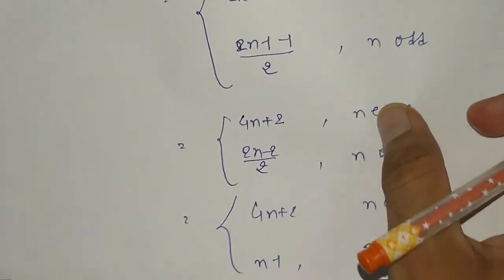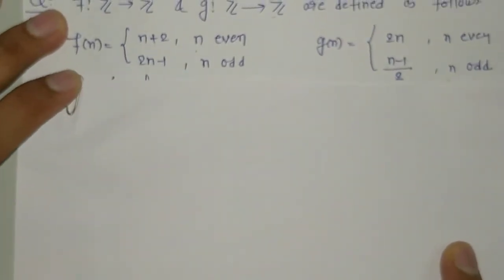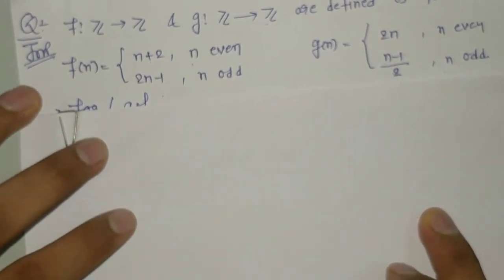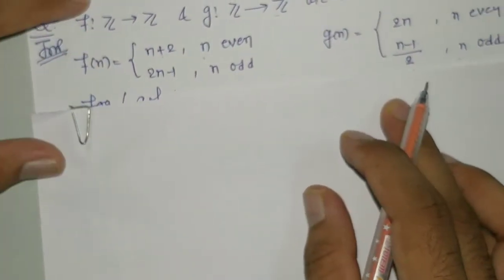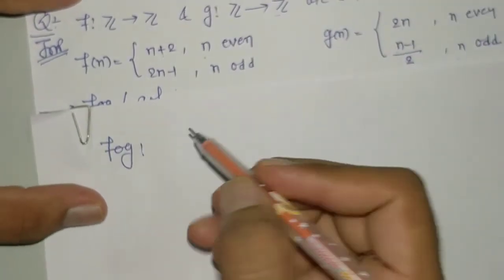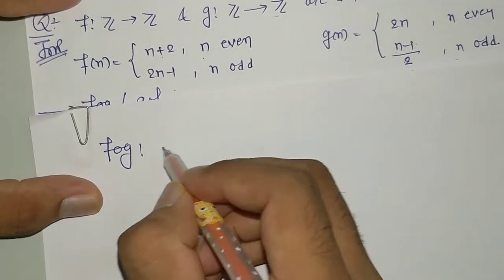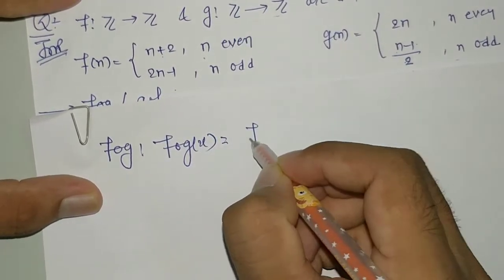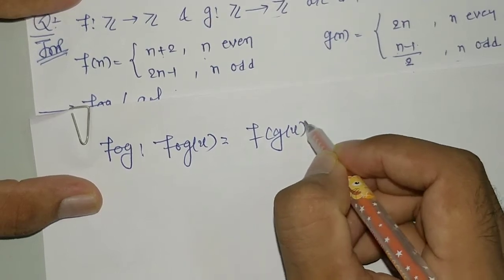Okay, now for the second part. f of x remains the same, g of x remains the same. We have to find now f of g. Okay, so f of g of x we can write as f of g of x.